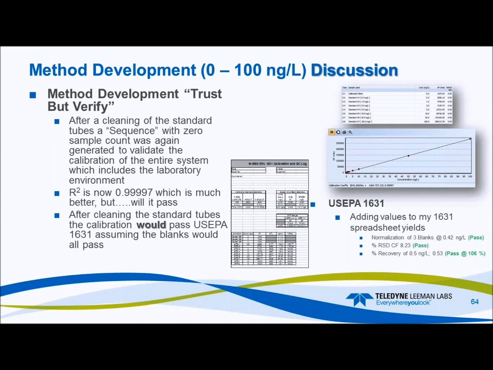So I'm going to go ahead and clean the standard test tubes and so forth, and try to renegotiate this calibration and get everything back in control. So I redo it, and I come up with 4 9s and a 7. It's much better, but will it pass? So after the cleaning of the tubes, the calibration would pass. So I pop them into my spreadsheet. I normalize the 3 blanks. They come in at 0.42. My percent RSD on my CF factor passes, and the recovery of the low standard, the 5, comes in at 106%.